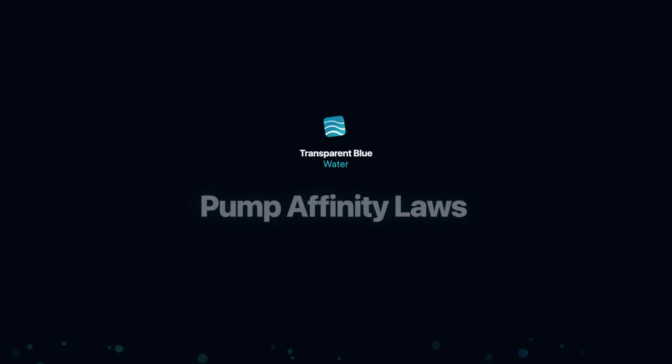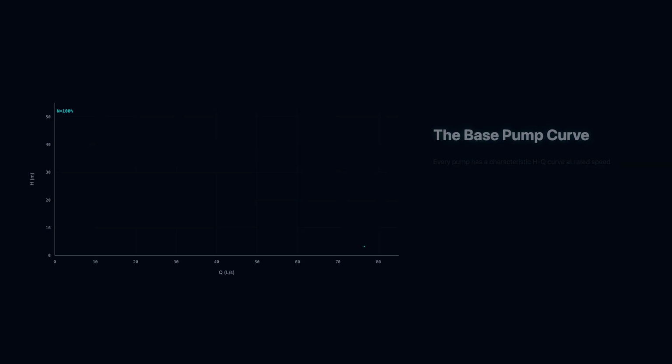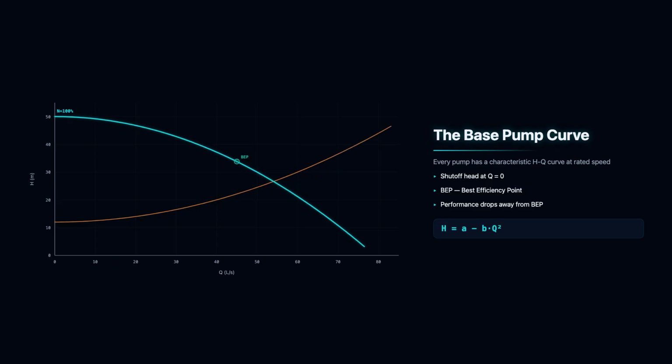Pump affinity laws, VFD speed control, and impeller trimming. Every centrifugal pump has a characteristic HQ curve at its rated speed. At zero flow, the pump reaches shutoff head. As flow increases, head drops, following a quadratic relationship.